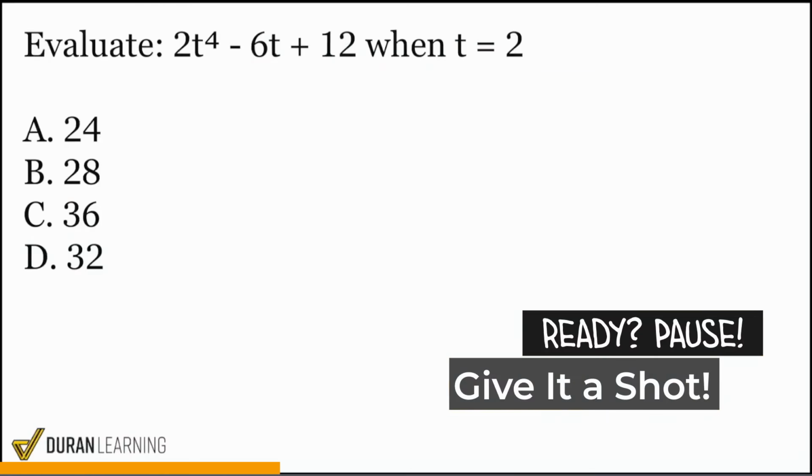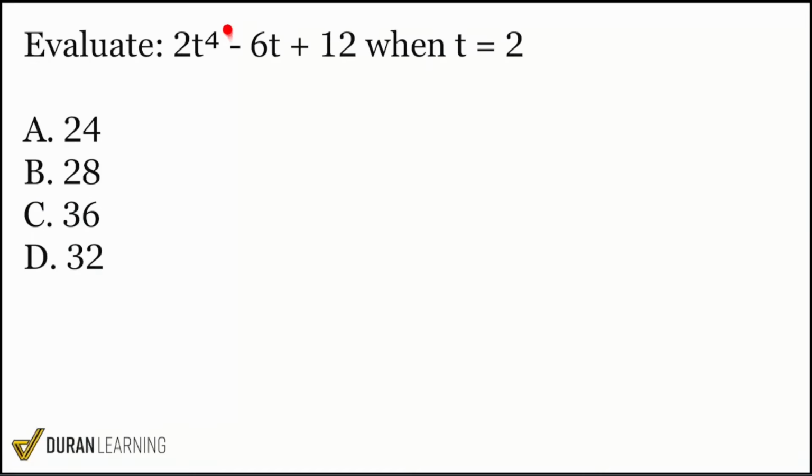All right, next one up, my party people, and what we're going to do is evaluate this expression. We have 2t to the power of 4 minus 6t plus 12. And what we want to do is this when t equals 2. So we're going to replace every instance of t with 2. So we have 2 multiplied by t, again, which we'll replace with 2, and then we have that to the power of 4 minus 6 multiplied by t, which is again going to be replaced with 2. And then we have plus 12.